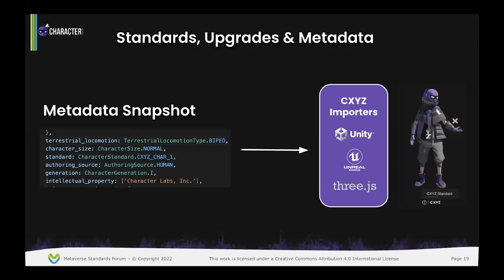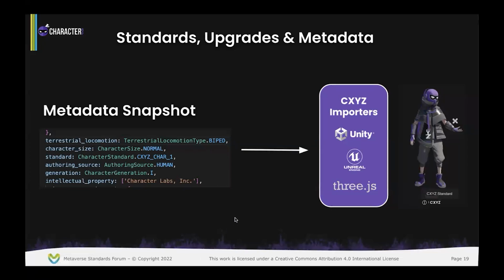That includes the terrestrial locomotion, character size, what standard the character is using, and authoring source, whether it is authored by a human or by AI. We also have this concept of upgrades for each character. They can have their own generation and they can have upgraded generations, which could bring in new features and new standards, so the characters will be continuously supported. Also, intellectual property is another important one. Based on who contributed to the creation or the ownership of that specific IP, we can also attribute that IP owner.